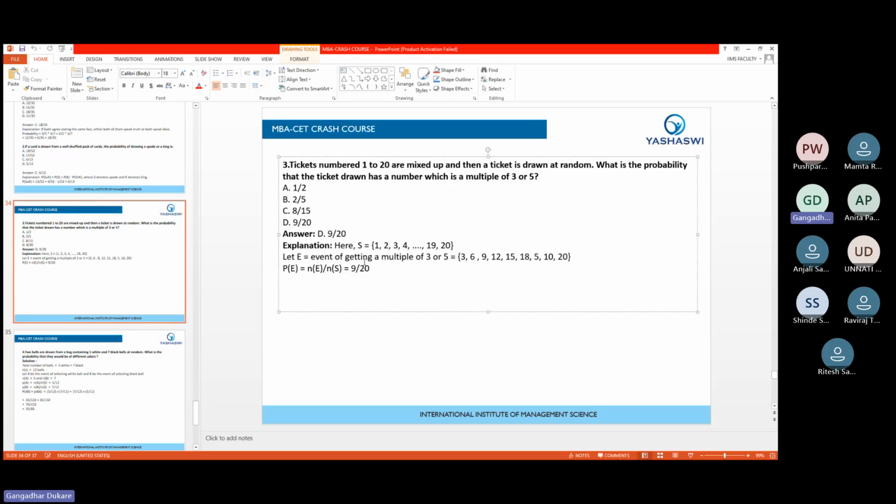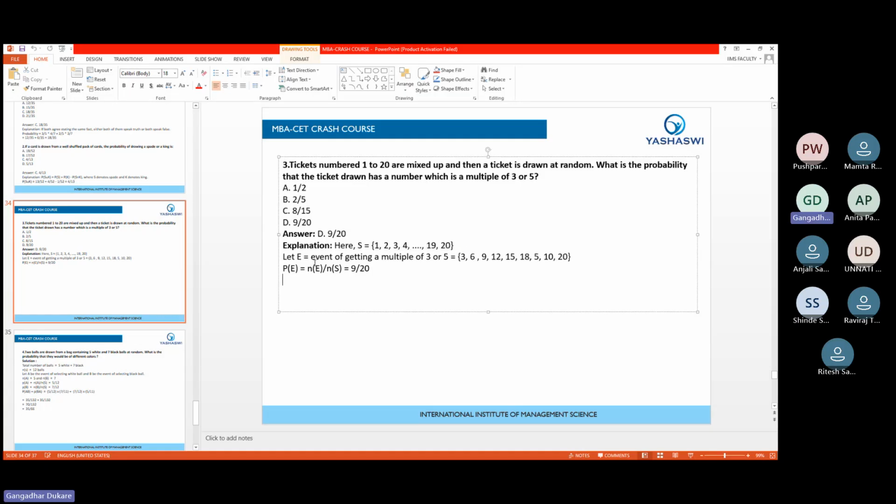So the event of getting a multiple of 3 or 5 is 3, 6, 9, 12, 15, 18, 5, 10 and 20. These are the multiples of 3 or 5. That is your event, whatever we are going to calculate. The sample is the ticket numbers, that is 1 to 20, so S equals 20.